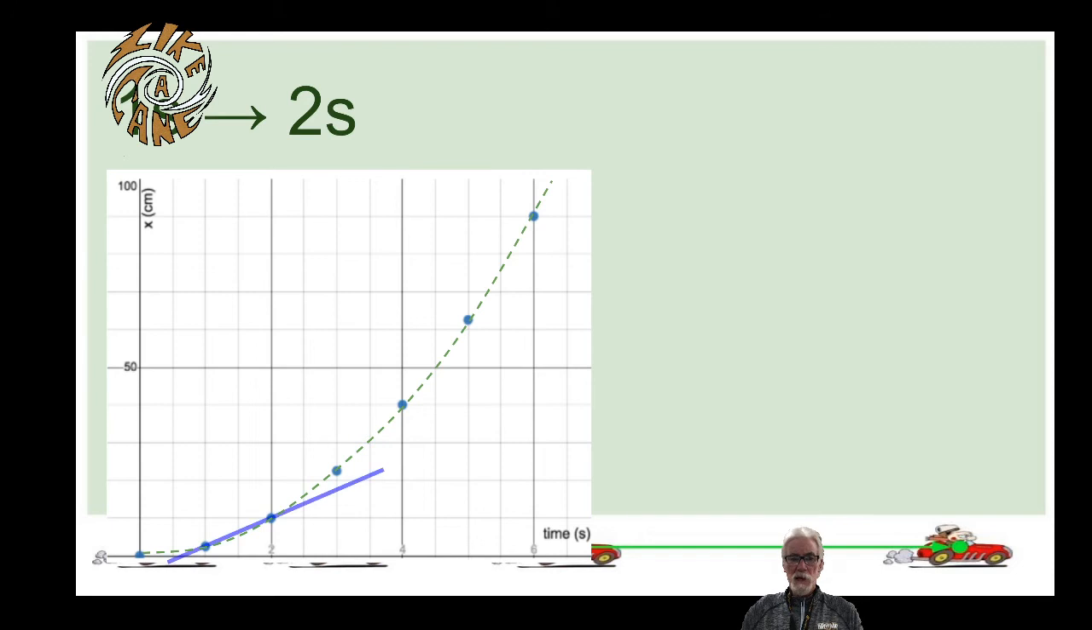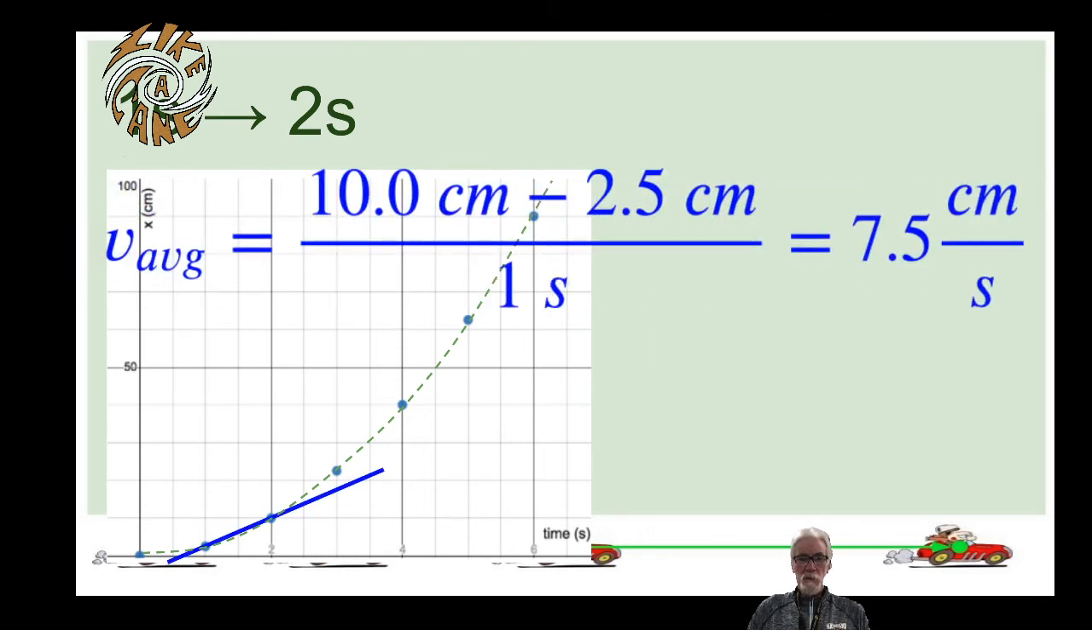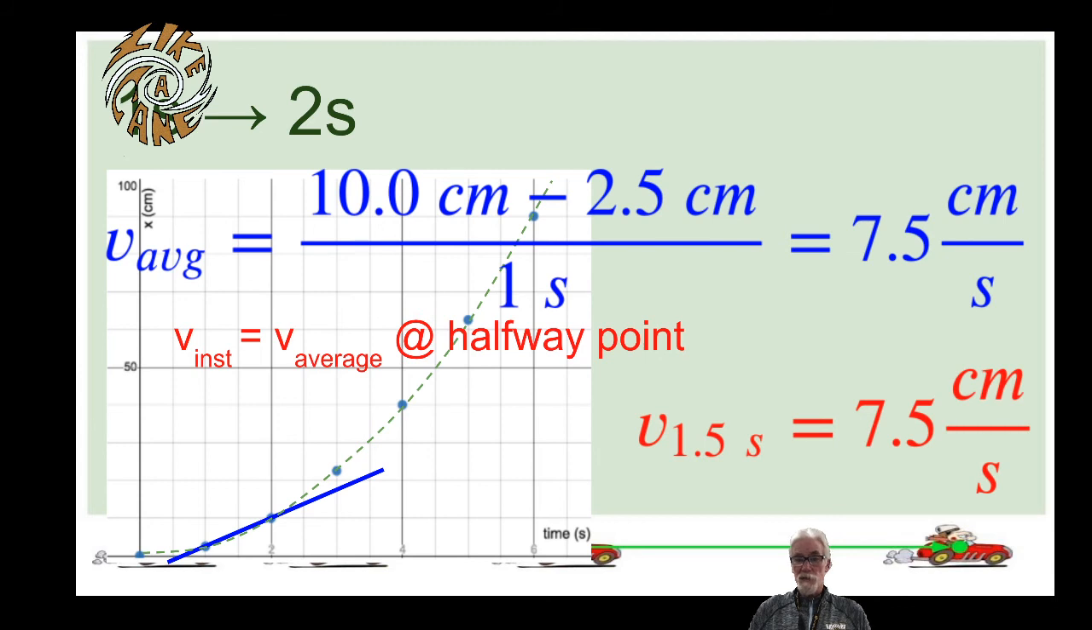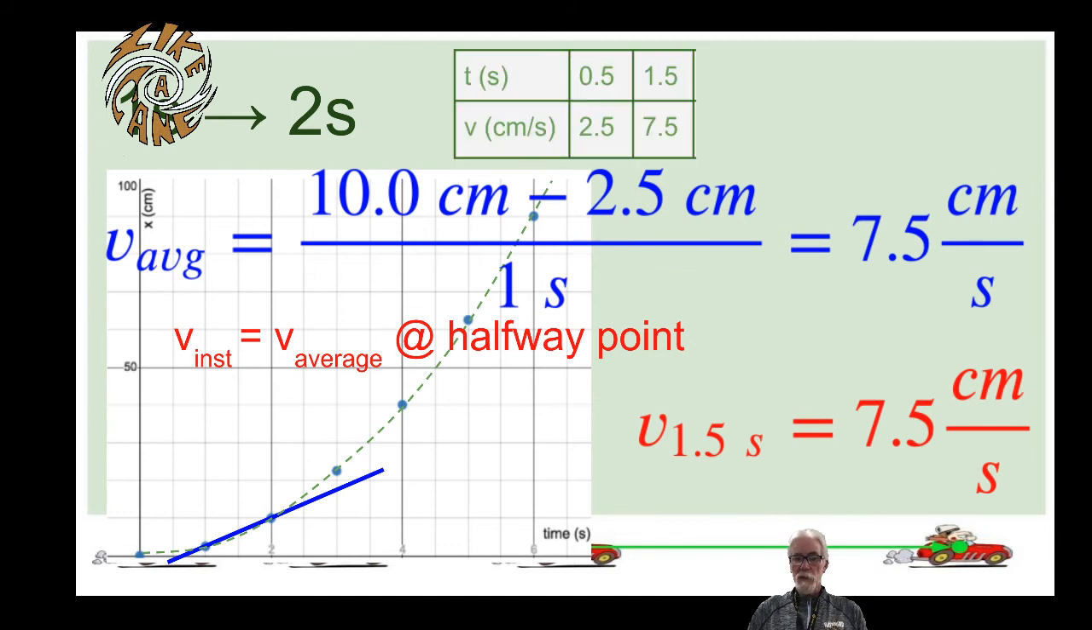Let's make that a chart, and we'll just keep building on this chart as we analyze future seconds. So now let's look at 1 second to 2 seconds. What happens here is a change from 2.5 centimeters up to 10 centimeters. That's a 7.5 centimeter change over that second. So the average velocity from 1 second to 2 seconds is 7.5 centimeters per second. But since that's also the instantaneous velocity halfway between 1 and 2 seconds, which is 1.5 seconds, that means at the moment of 1.5 seconds, the velocity is 7.5 centimeters per second. So let's update our chart with this new data.